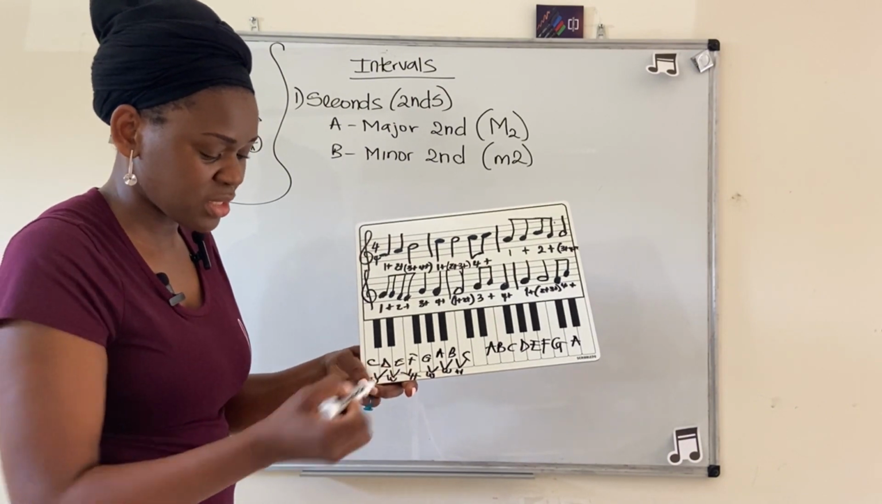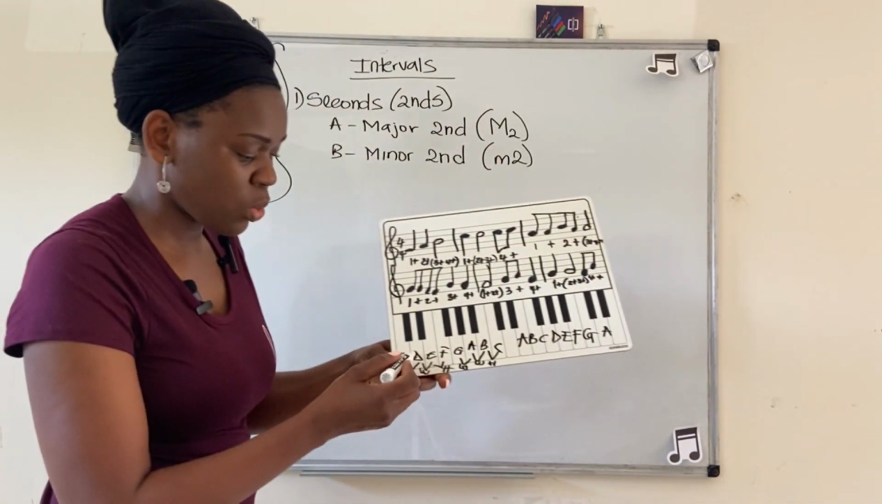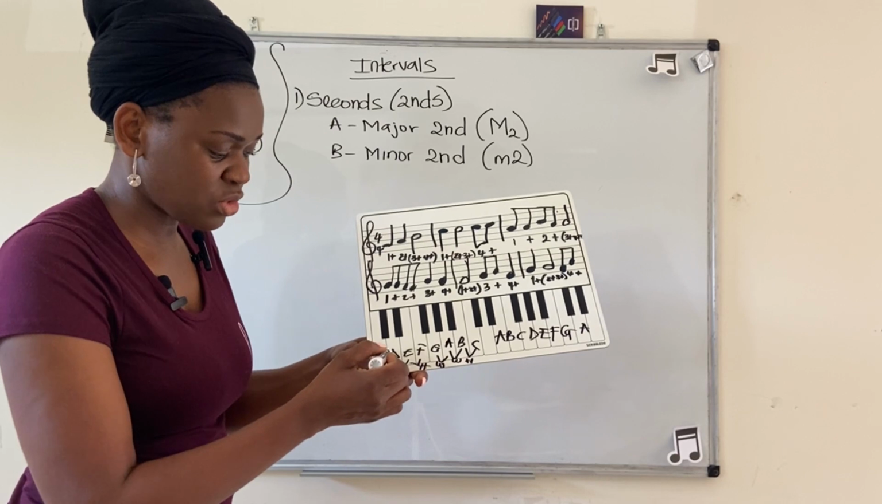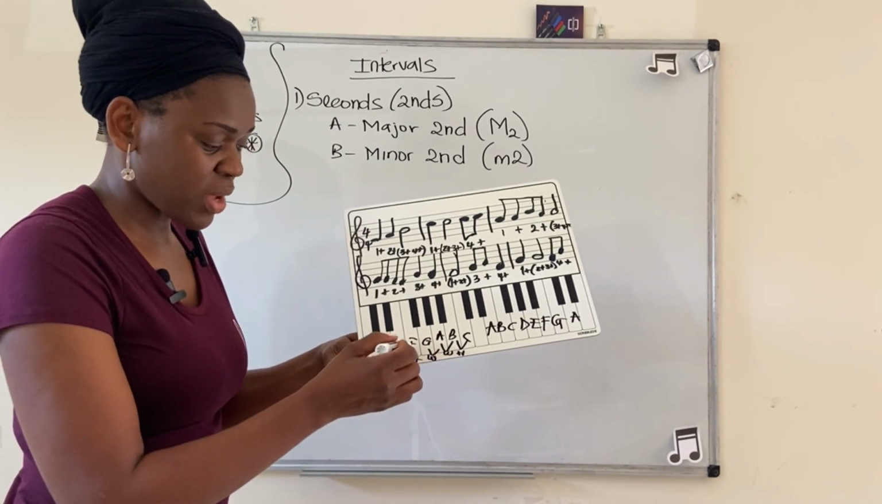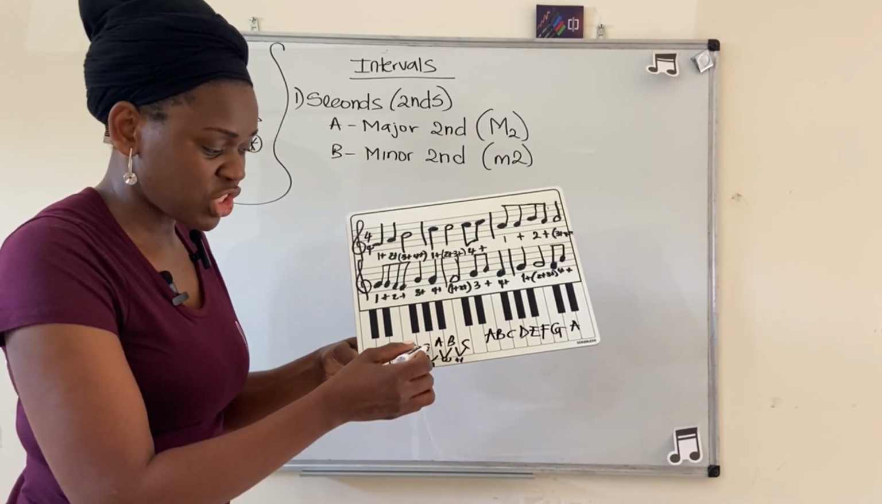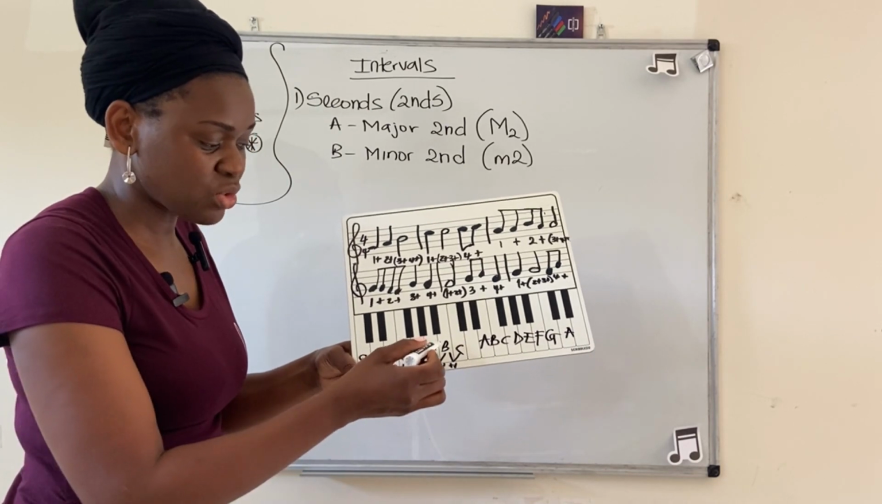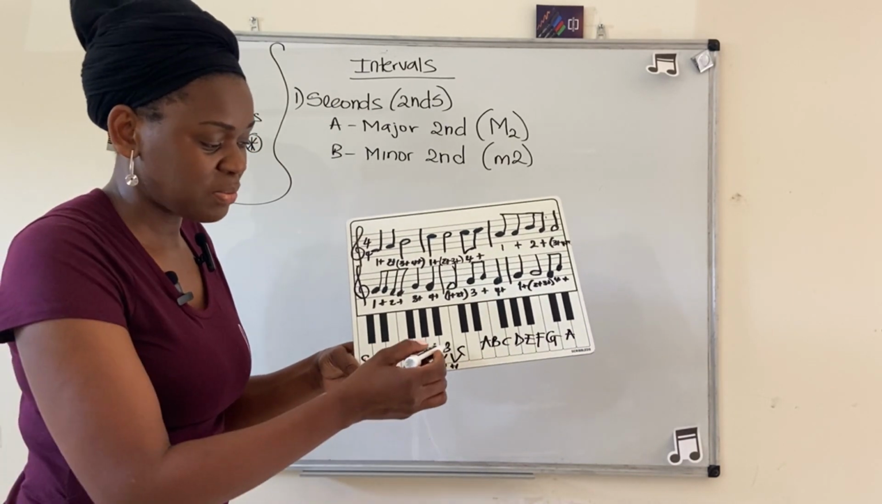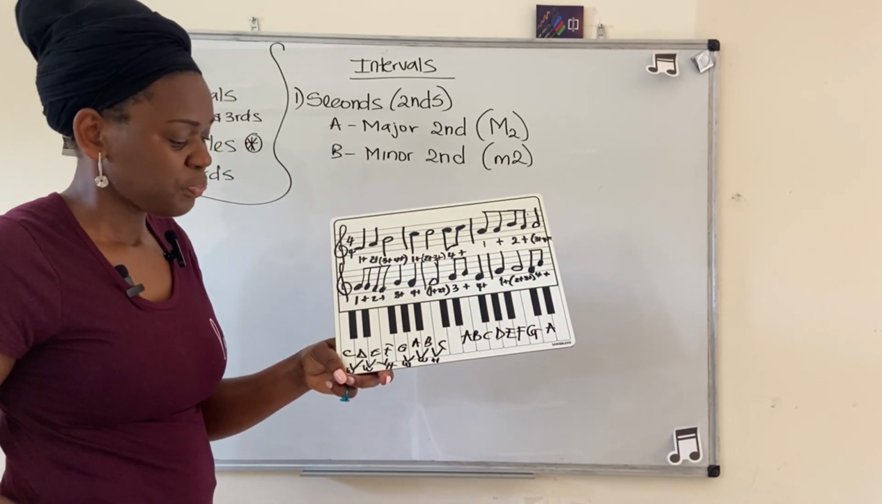From here to here is one step, so it's a whole step. Here, C to D, whole step. E to F, half step. G to A, whole step. A to B, whole step. And B to C is a half step.